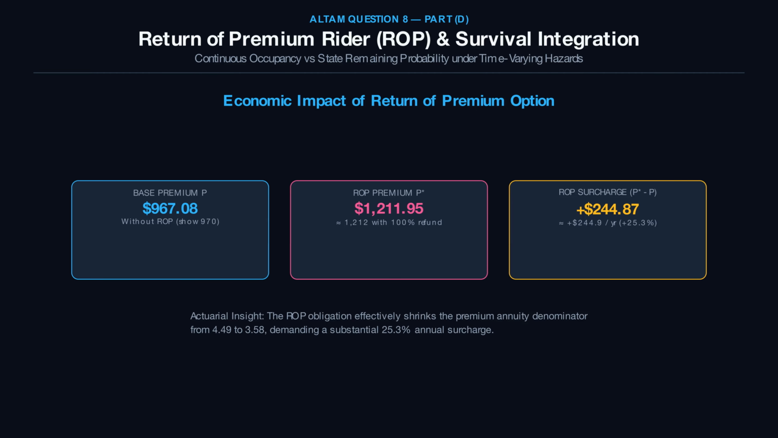The revised premium P star is about 1,212. Minus the base 967, the return of premium surcharge is about 244.9.